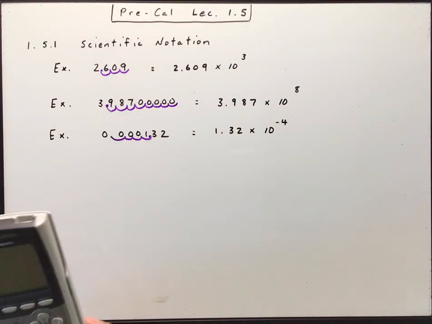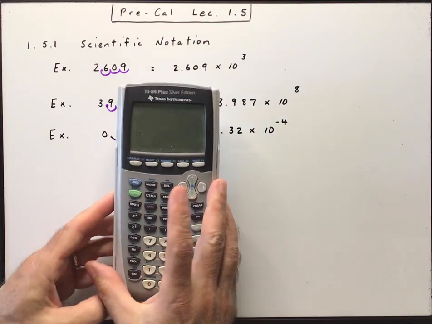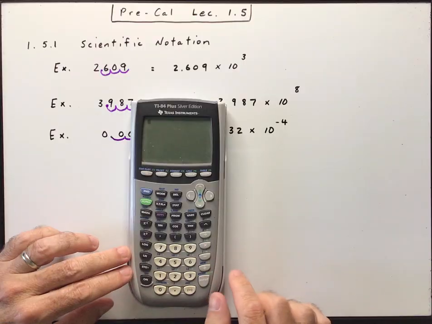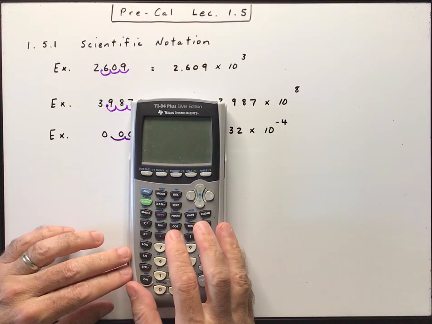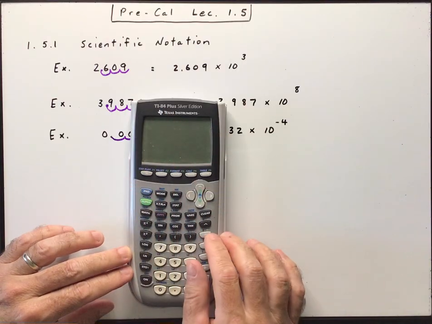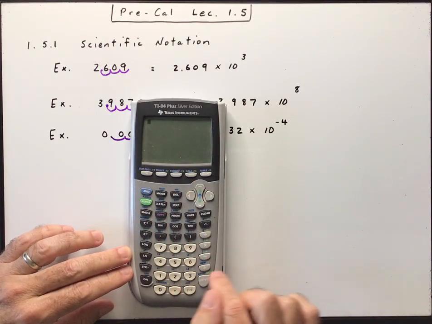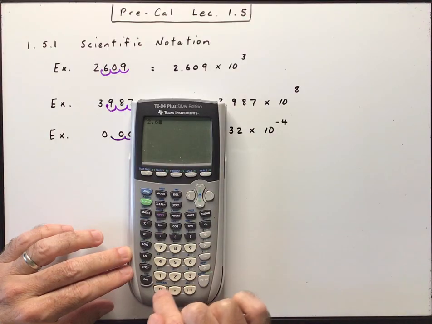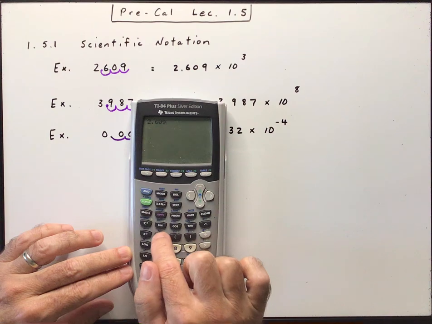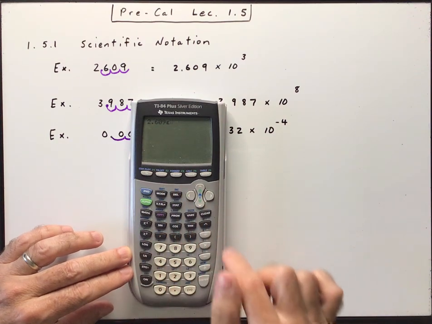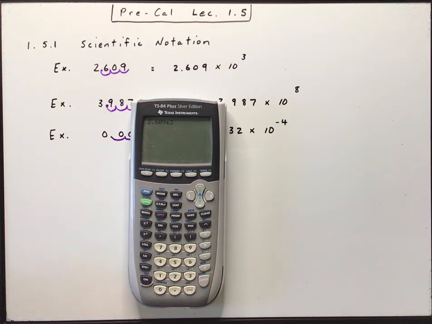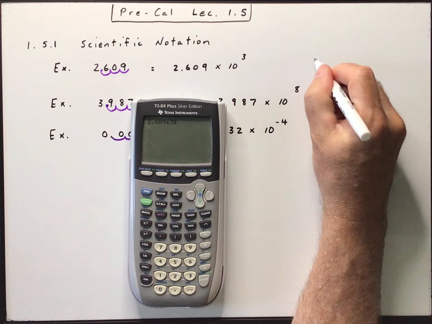To do that in your calculator, the way that I taught my chemistry students to do it, and there's more than one way on one of these Texas Instruments TI-84s, but you would do it something like 2.609, that first one we did, and then second function, and then the double E, which is at the comma, and then 3. So 2.609E3, that's the same as times 10 to the third.